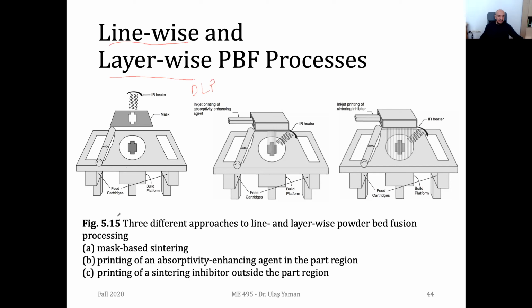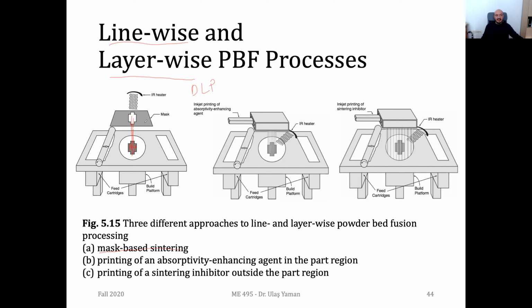Now let's have a look at the first one. This is called mask-based sintering. So what do we have here? We have a special mask, and then we have some IR heater here, and inside these openings heat will be transferred, and with the help of it, the temperature of this region will be increased, and we will have these powders sintered together.